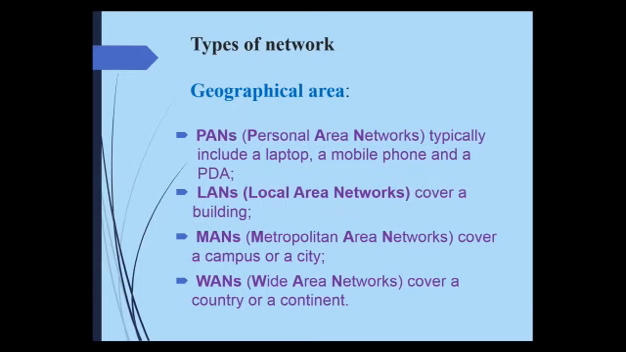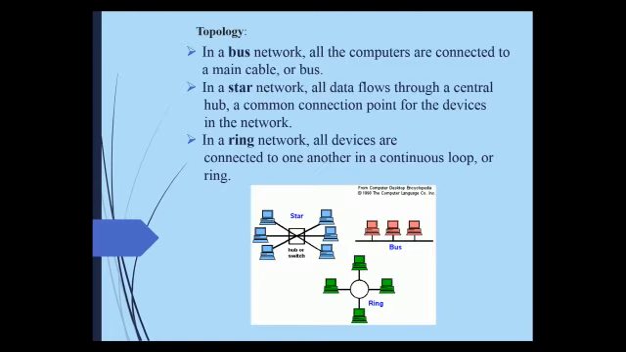Here are the texts about types of network by geographical area. PANs mean personal area networks, LANs, local area networks, MANs, metropolitan area networks, and WANs, wide area networks. Types by topology. You see the picture and description of the picture.